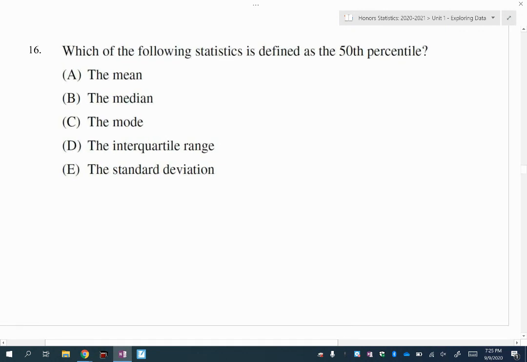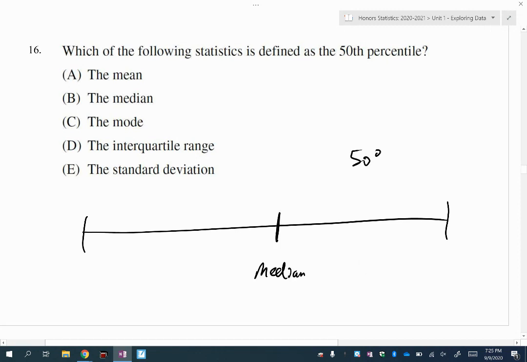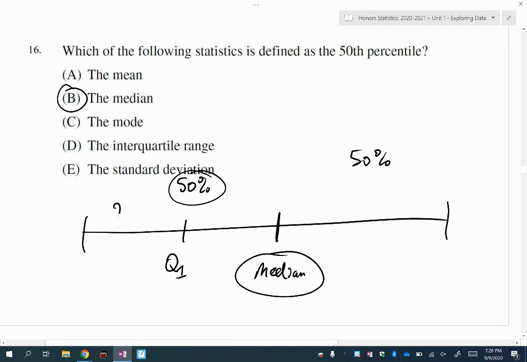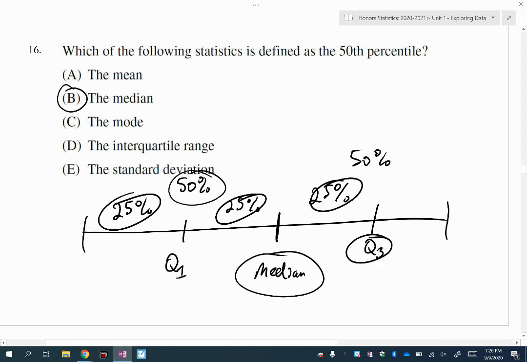Which of the following statistics is defined as the 50th percentile? Okay, so again, we have the middle, which is the median, which has 50% of the data above and 50% of the data below. Percentile means that it has 50% below that data value. Well, there it is. The median has 50% of the data value below it. So the median is the 50th percentile. Quartile 1 is the 25th percentile, and quartile 3 is the 75th percentile, right? Because you have this is another 25. So you have 3 of these 25s that make up the 75th percentile for quartile 3.